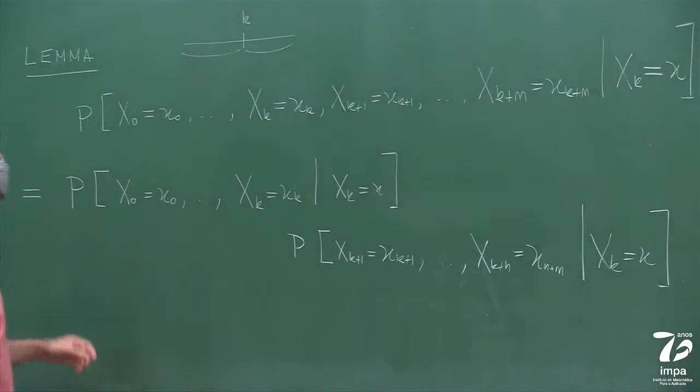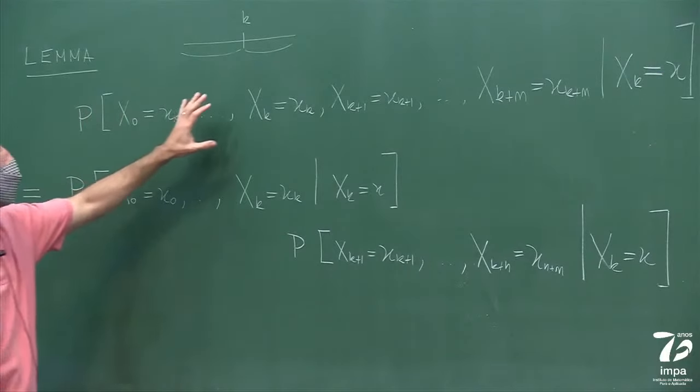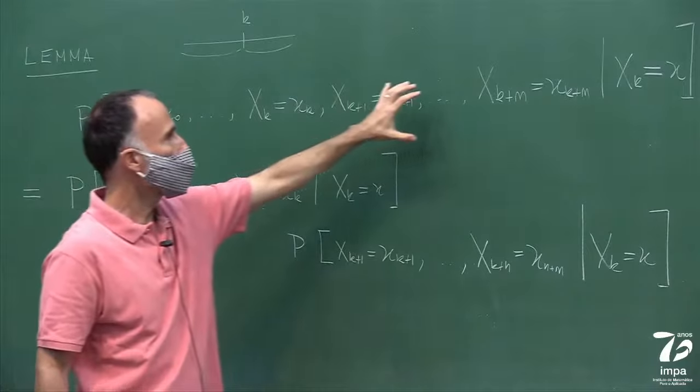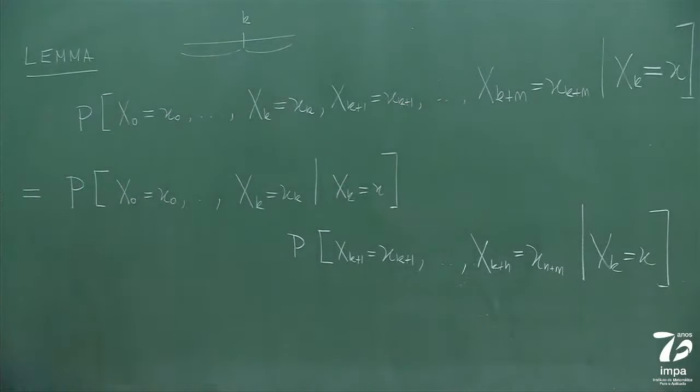Okay? So this is telling me that if I take an intersection of an event from the past with an event from the future and a condition in the present, the probability of the intersection is equal to the product of the probabilities, and therefore these events are actually independent. Okay?